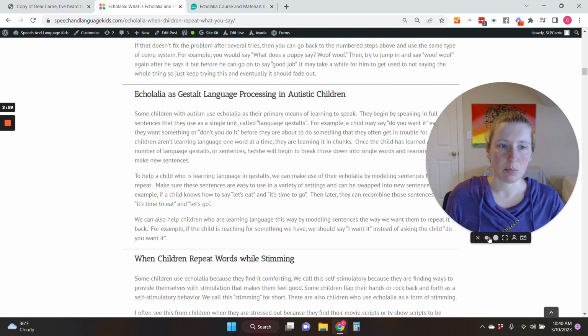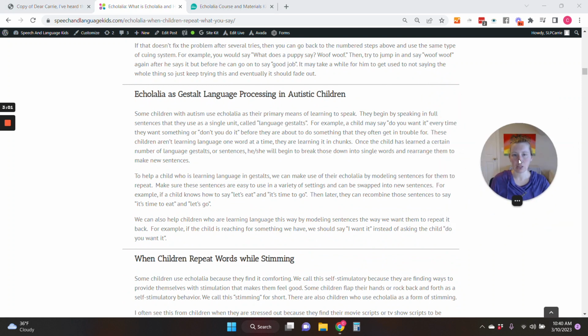So for this example, you can see we just kind of have a description of how this learning looks. And I give the example of "Let's eat and it's time to go." So the way that gestalt learning happens is they learn first in chunks and then they figure out how to break those chunks into smaller chunks and rearrange them.